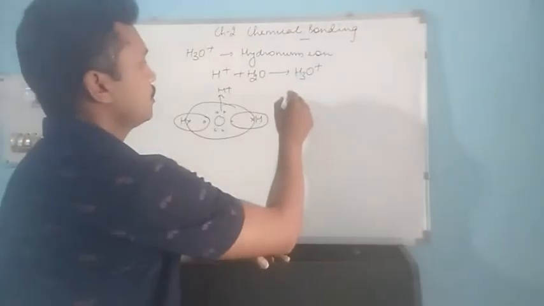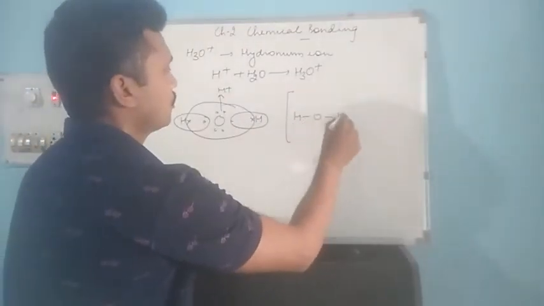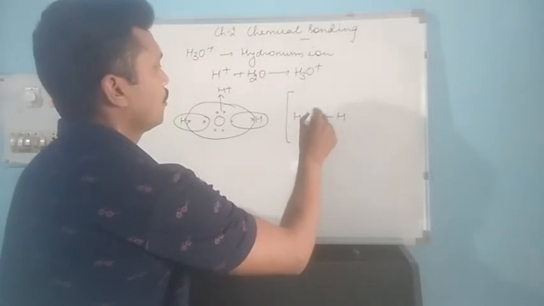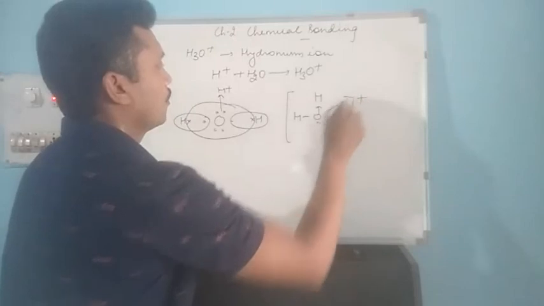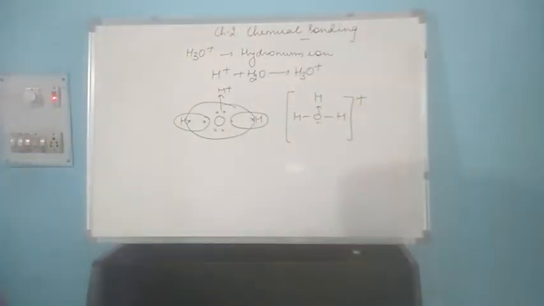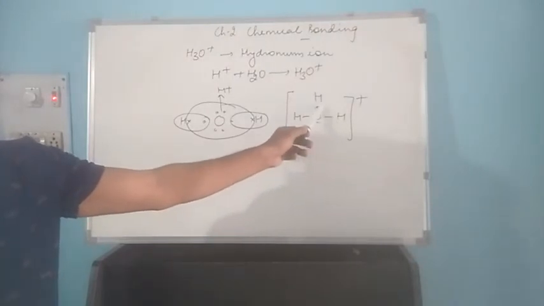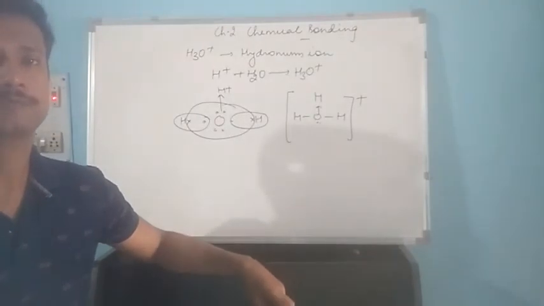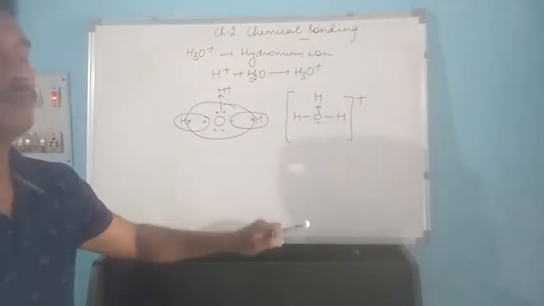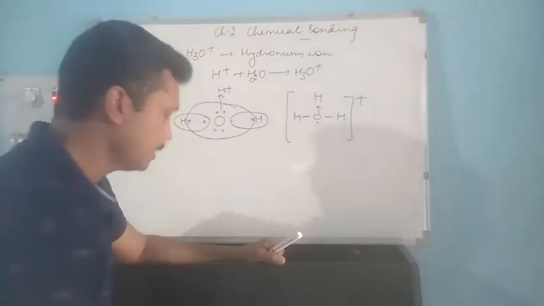This can be further written this way. This is called hydronium ion, where the 2 bonds are the covalent bonds, and this bond what you can see is coordinate bond. We will see another example which will be ammonium ion. Please see.